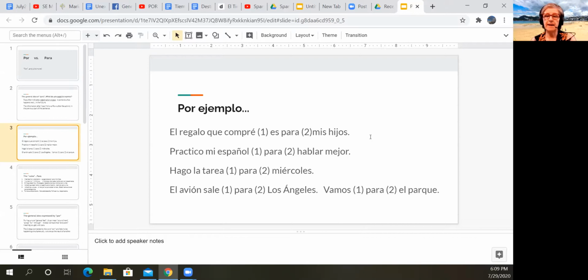El avión sale para Los Ángeles, okay? The plane leaves for Los Angeles. El avión sale, it leaves, and there's got to be some place it's going to, an endpoint, a place where it's going to land. So where it's going to land and finish after sale. What comes after para is Los Angeles, your destination. Or vamos para el parque, maybe less dramatic than a flight. Vamos para el parque, it looks like we're going for the park, but it doesn't mean that. It means we're going to the park. We're going to wind up at the park.